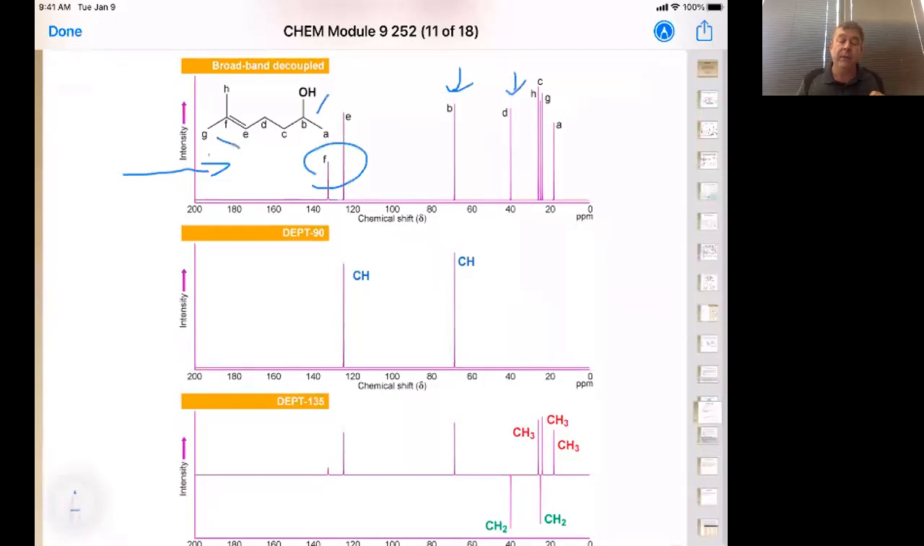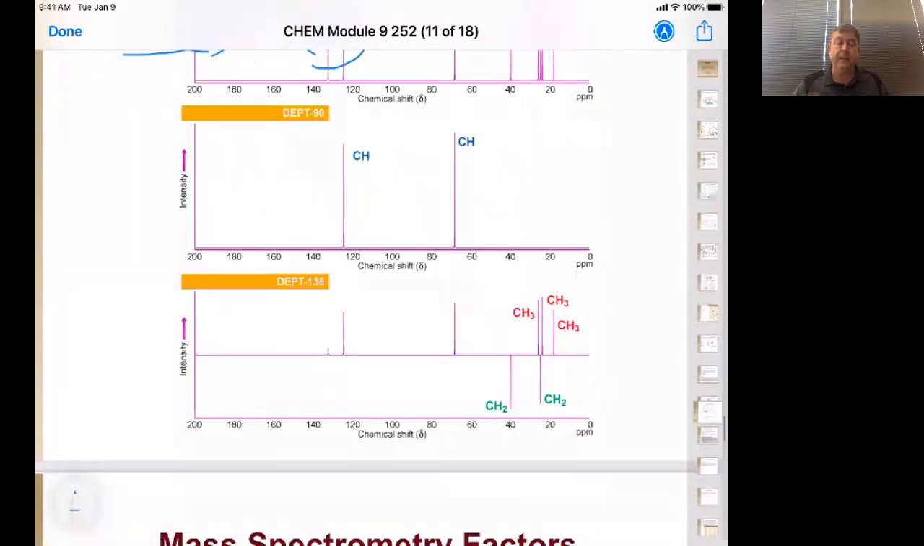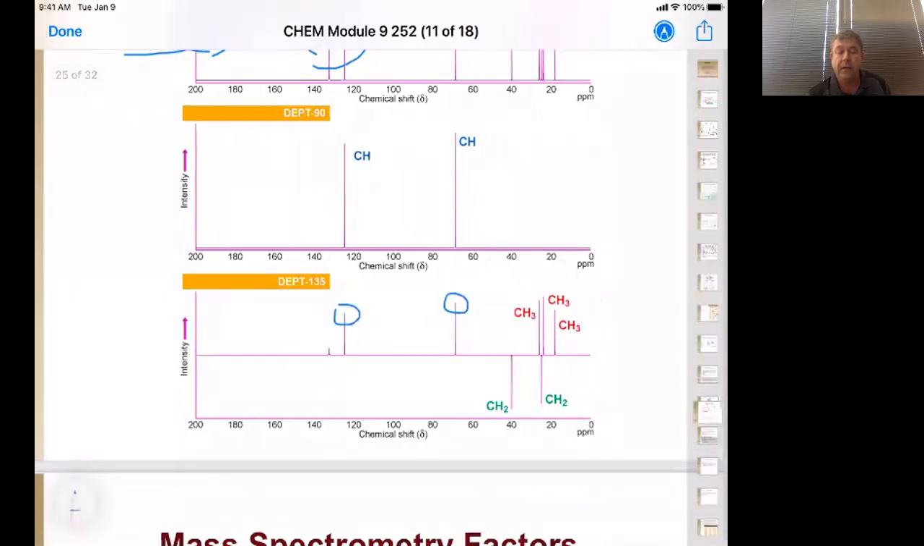But when we do this experiment, all of the odd numbered hydrogens poke up. So the ones and threes will poke up, and all the ones that have twos and fours poke down, okay? So that being said, we have this DEPT experiment showing us that this peak and this peak each have one hydrogen on them. These three peaks over here have three hydrogens on them.